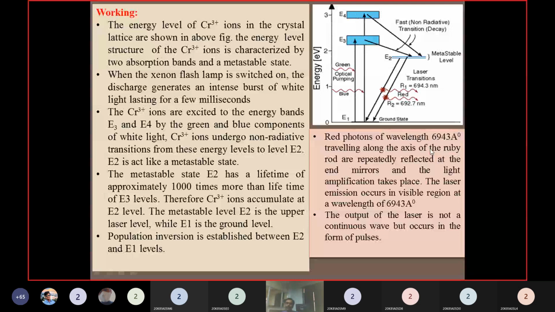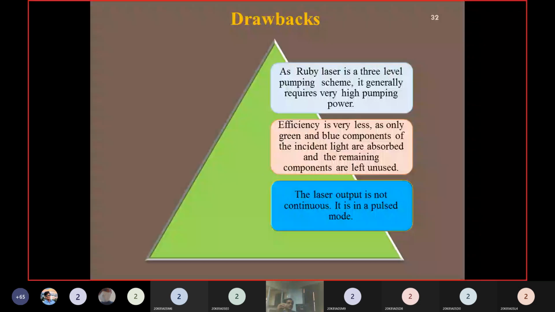Applications, you know that. And the drawbacks, so read them. Mainly three drawbacks are there. First, this is a 3-level laser system, so a very high amount of energy is required to pump the electrons from the ground state to the excited state. That is one drawback. The second drawback is that efficiency is very low, because it absorbs only green and blue color. The remaining colors are wasted.